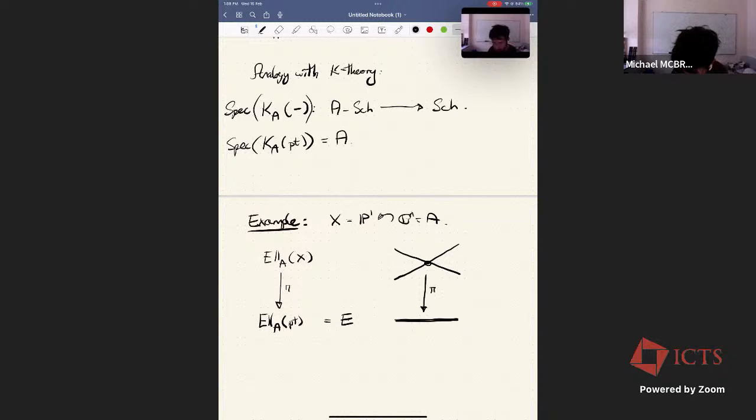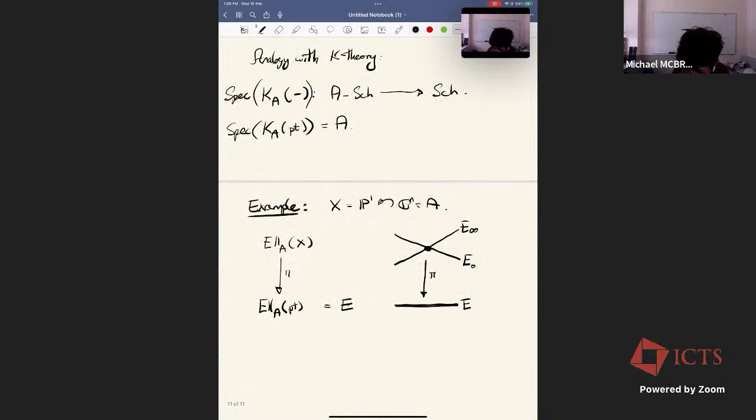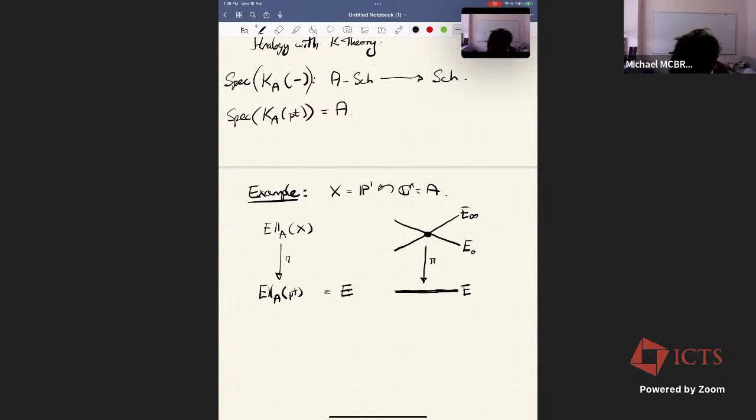Okay, and how do we come up with this picture? So this is E, this is E0, infinity. Basically the idea is you can think of it as an analog of the GKM description of equivariant cohomology. So each fixed point gives you a copy of your elliptic curve.